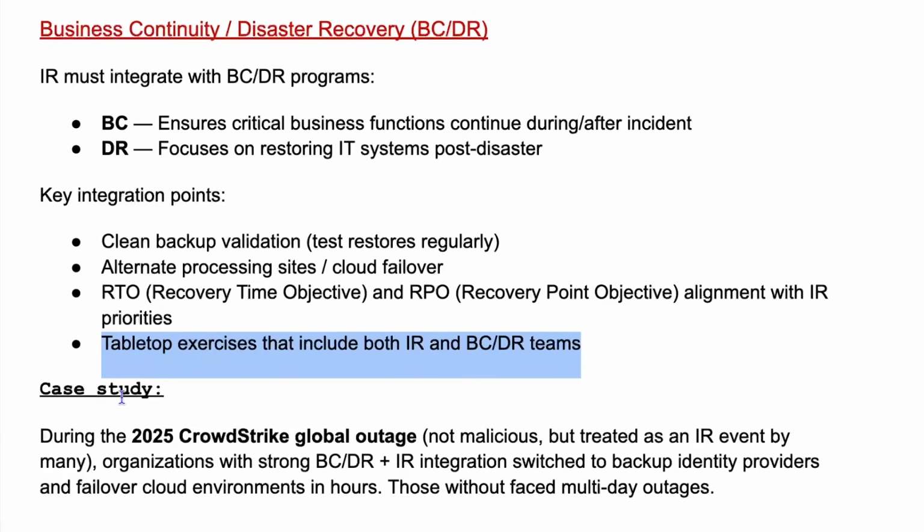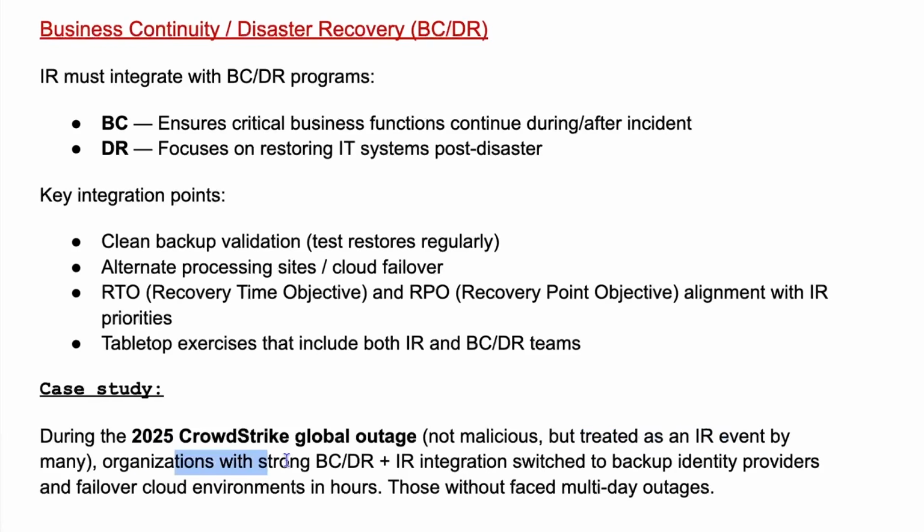So to bring this down to the ground as a case study, there was a CrowdStrike attack in 2025, and it caused a global outage for CrowdStrike. CrowdStrike is another one of those really big names in security. It was not a malicious outage, but it was treated as an incident response event by many people because it was an outage. So whether or not it's malicious, it doesn't really matter because there's still an outage of service.